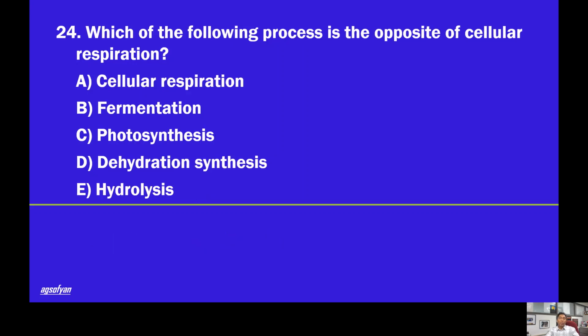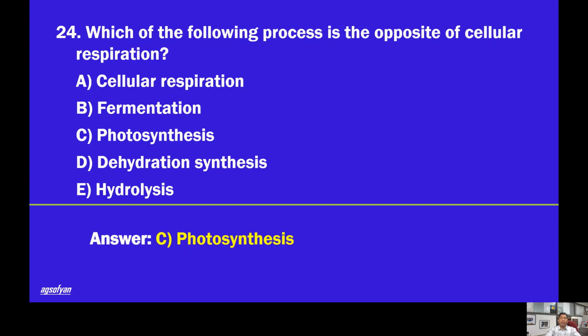Number 24. Which of the following process is the opposite of cellular respiration? A. Cellular respiration, B. Fermentation, C. Photosynthesis, D. Dehydration synthesis, E. Hydrolysis. Choose your answer. Yes, the answer should be photosynthesis. So these are two opposite reactions.